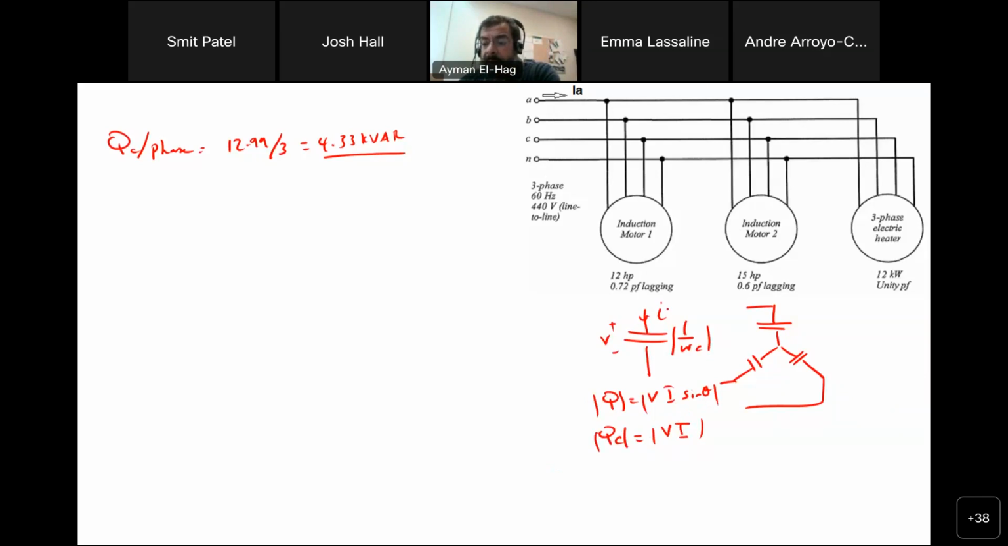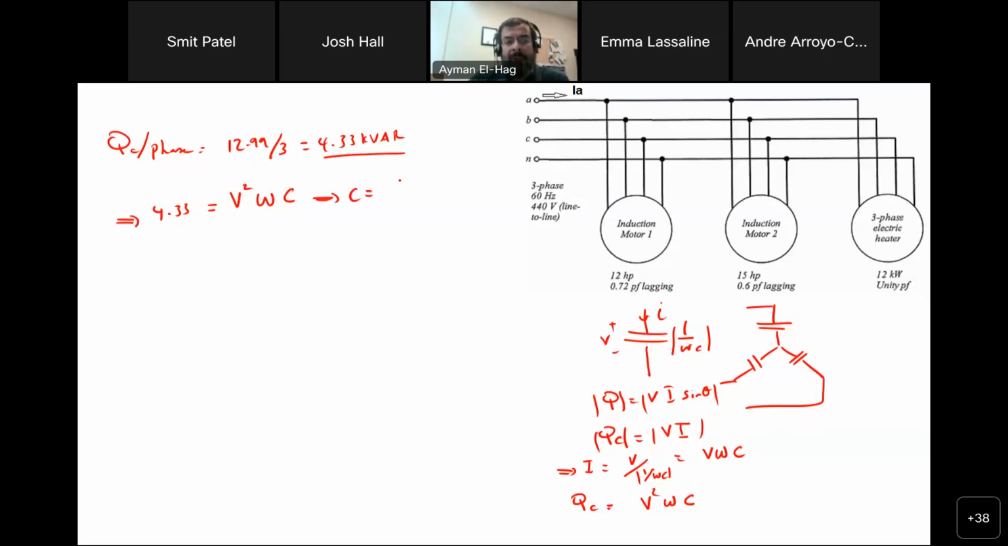Now, using Ohm's law, I is equal to V divided by 1 over omega C, which is equal to V omega C. This is your I. Substitute here, then your QC will equal V squared omega C. This is per every single phase. So from this, your 4.33 is your Q, equal to V squared times omega times C. What I want to find is actually my C.